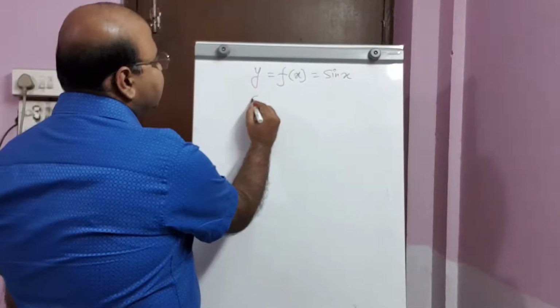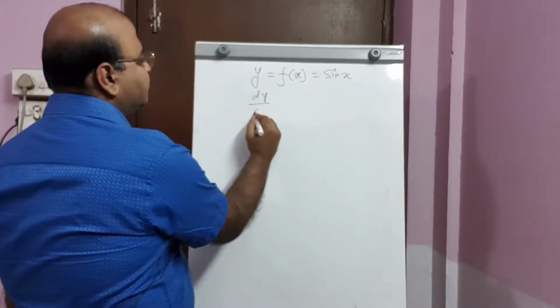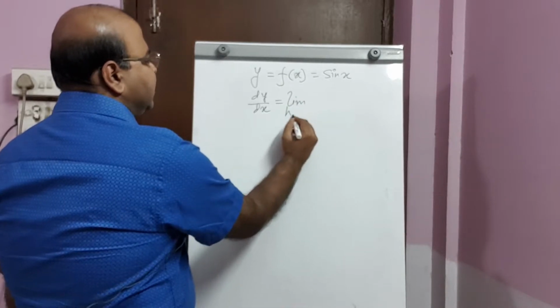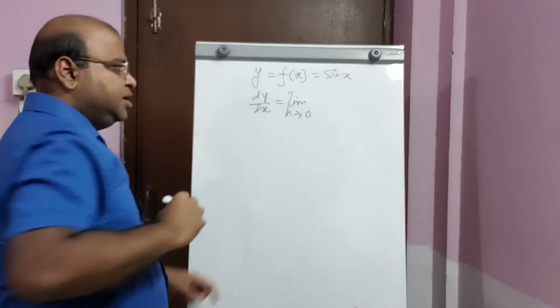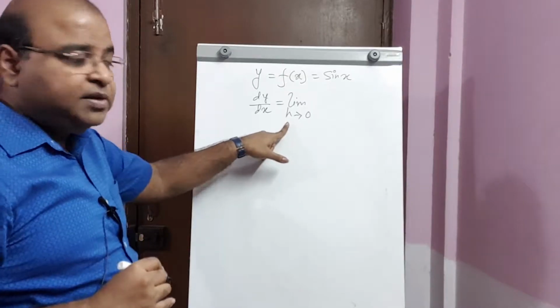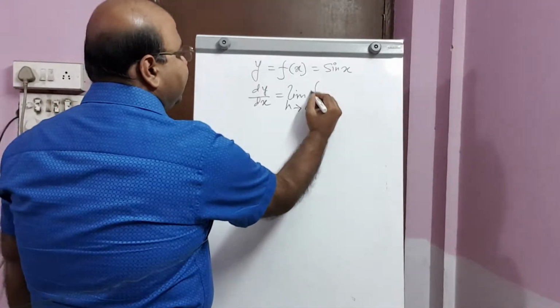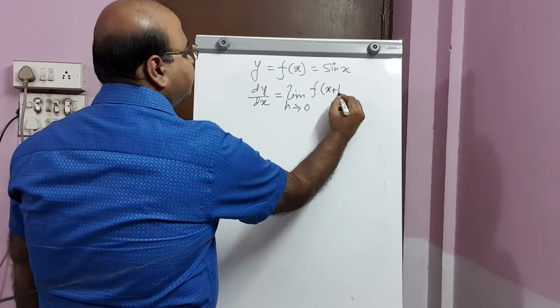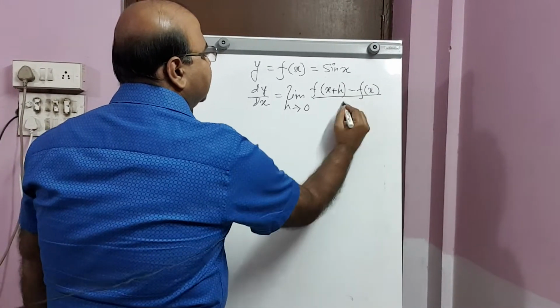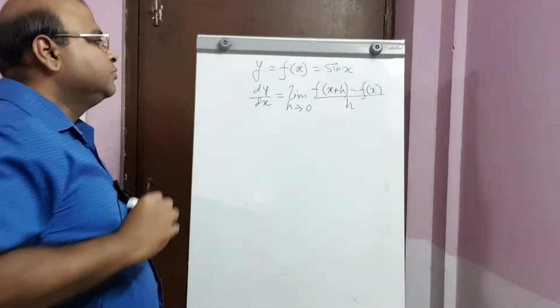So as we know that dy/dx is given by limit h tends to 0. Here h means delta x, that is the increment of the independent variable, f of x plus h minus f(x) divided by h.